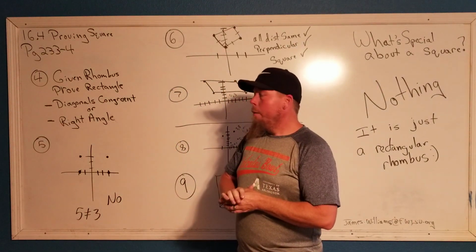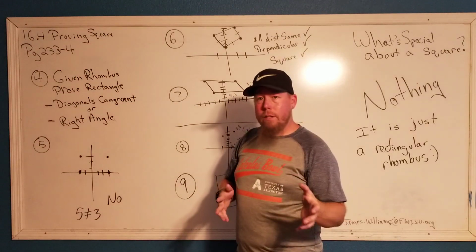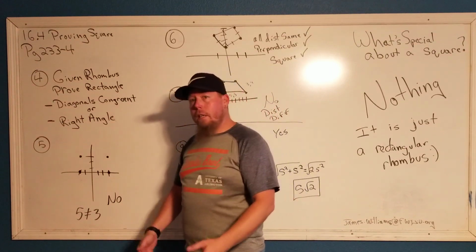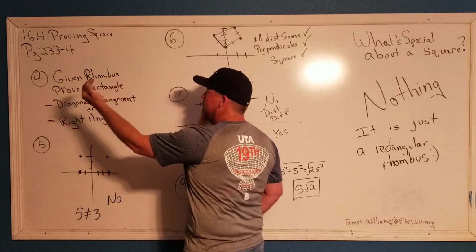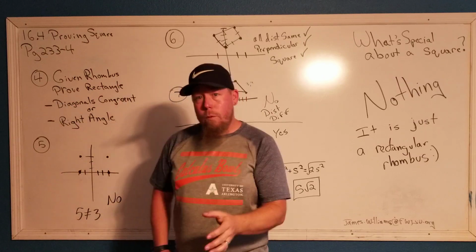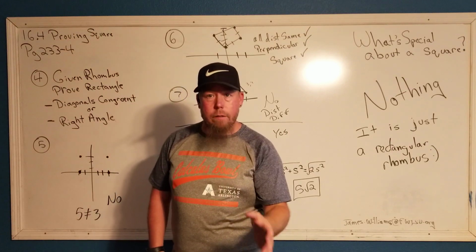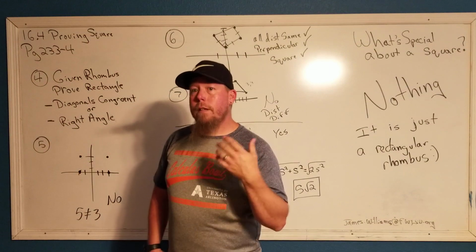Number 4 basically says, how do we prove this shape they give us is a rectangle? And what they gave us was an equilateral shape, meaning a rhombus. I'm sorry, not prove it's a rectangle, prove it's a square. If they give you a rhombus, you need to prove it's a rectangle, because remember, a square is simply a rectangular rhombus, or a rhombus that also happens to be a rectangle. So if they tell you it's a rhombus and ask whether we can prove it's a square, then we need to prove that it's a rectangle.